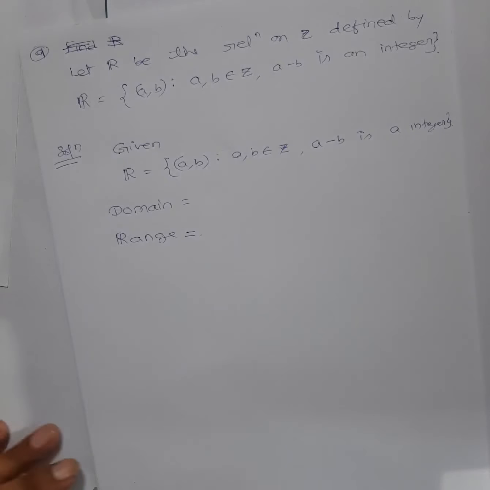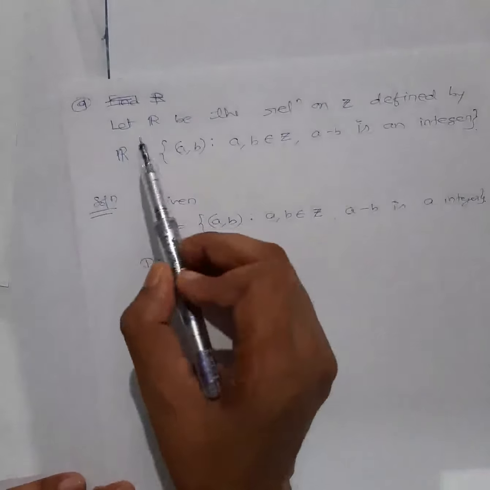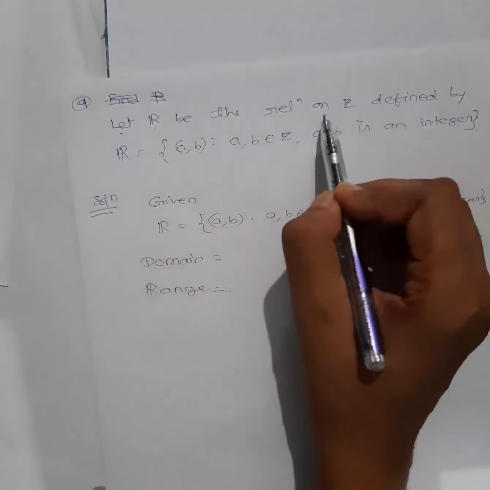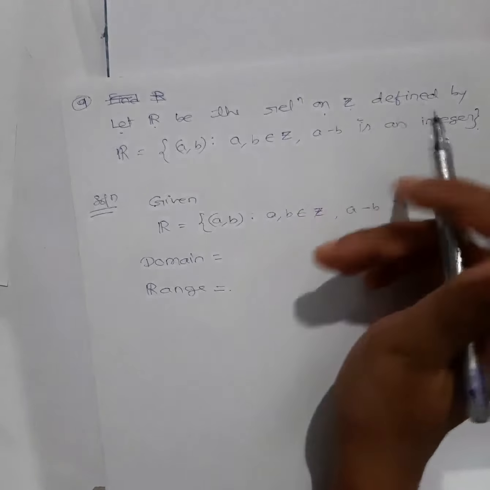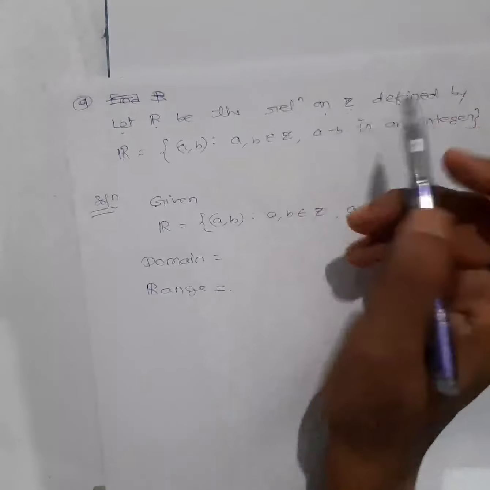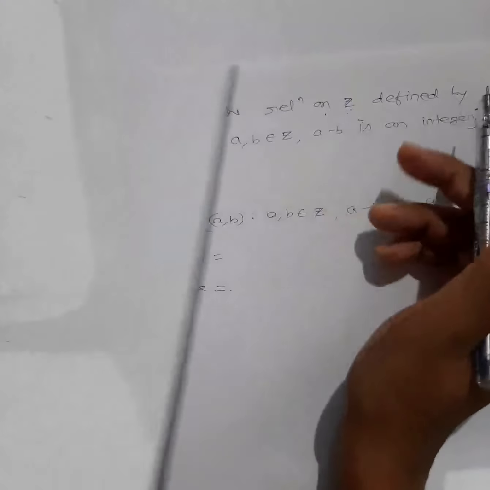Okay, students, so you said question number 9, you didn't understand that day, right? So again, you see what it asks first thing. Let R be the relation on Z. So relation on Z means there is only one set they have given, right? So both sets will be Z, Z. What is Z? Z is a set of integers, right?